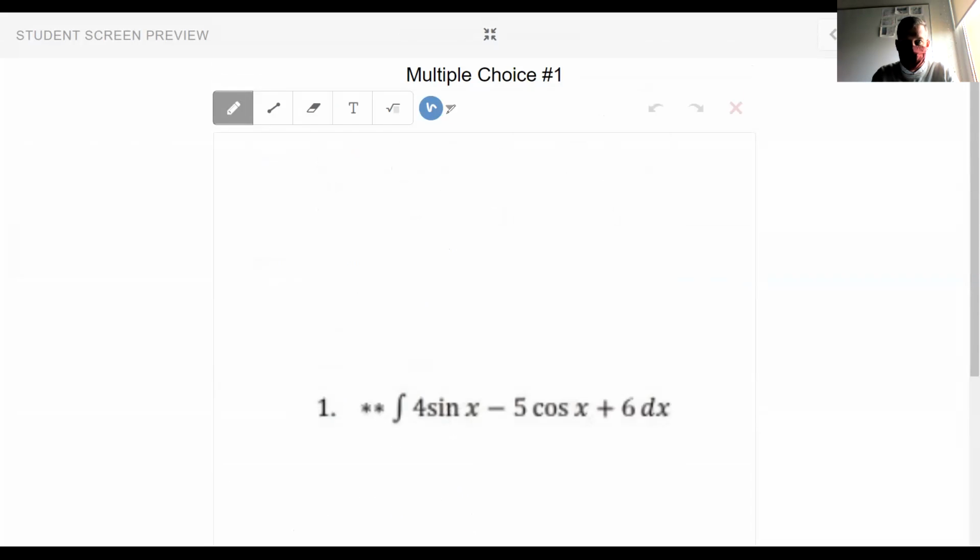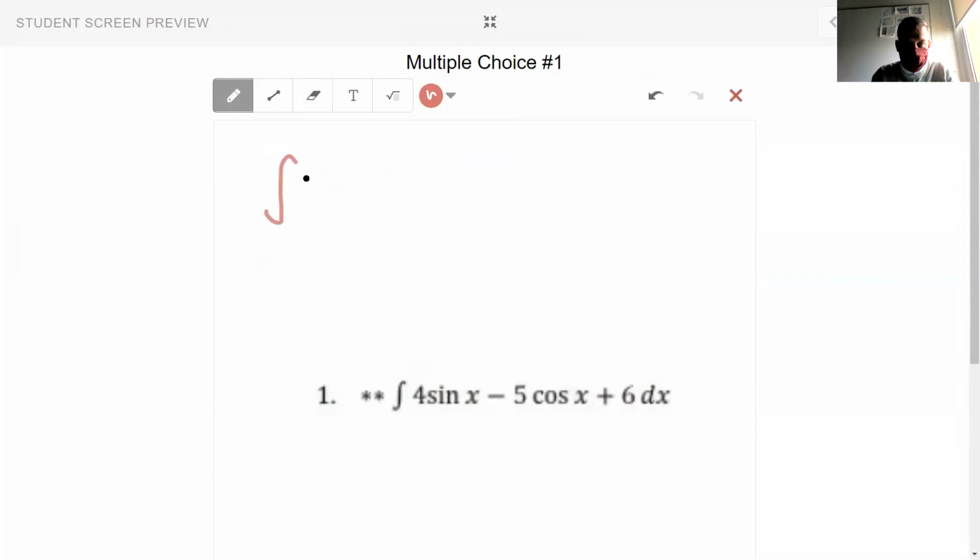antiderivative of sine and cosine. So some marks that I might want to look at: try to remember what the antiderivative of sine is and what the antiderivative of cosine is. So have a reference sheet available in case you need it.